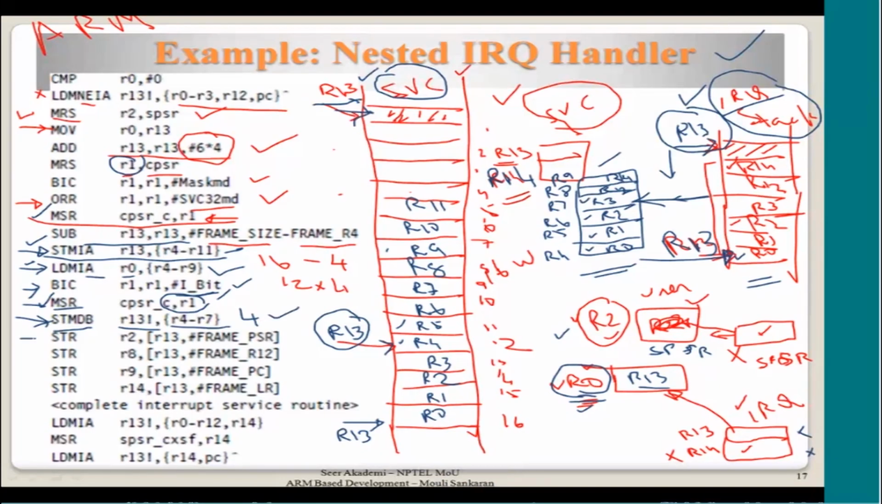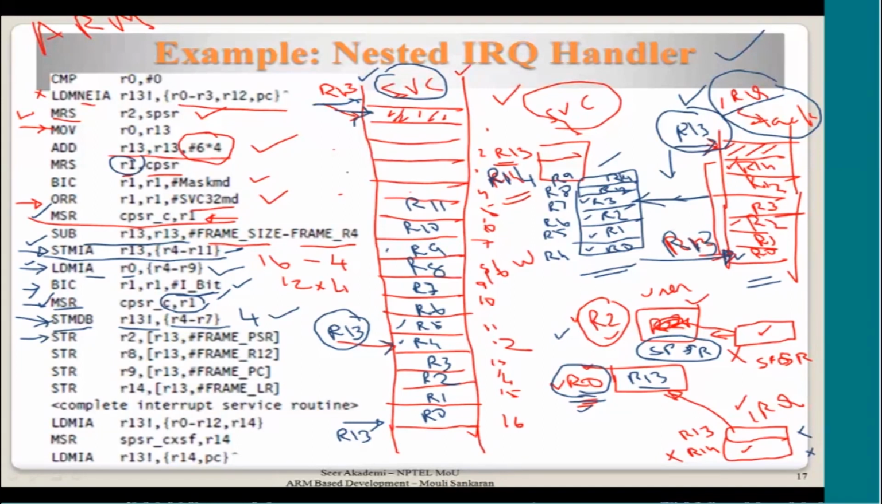Now what are we trying to do here? STR means single store, R2. Whatever the R2 value is, R2 is having the SPSR value of the original user mode, correct? So where is it supposed to go? It is supposed to go at the frame PSR. So that frame PSR happens to be this offset, okay?